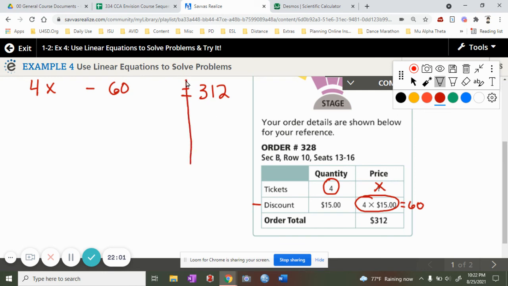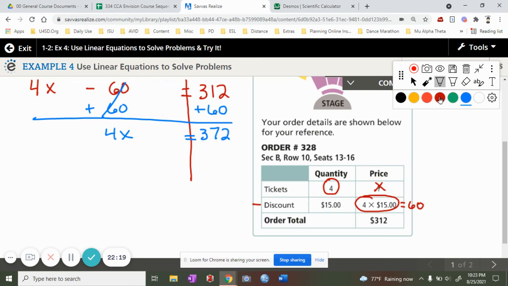Okay, again, let's isolate the x. Let's start by undoing subtraction by adding 60 to both sides. So we have 4x equals 372. I'm going to undo multiplication with division. And we get x equals $93 each. Oh my goodness.